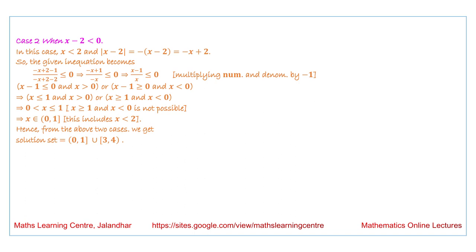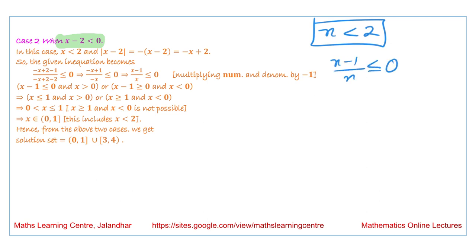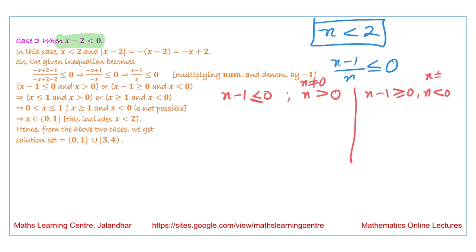The first condition is that x is less than 2, and the inequality we are solving is x minus 1 over x is less than or equal to 0. When we solve this case, again we have two cases. Either x minus 1 is less than or equal to 0 and x is greater than 0, because x cannot be equal to 0. Second, x minus 1 is greater than or equal to 0 and x is less than 0, because x cannot be equal to 0.